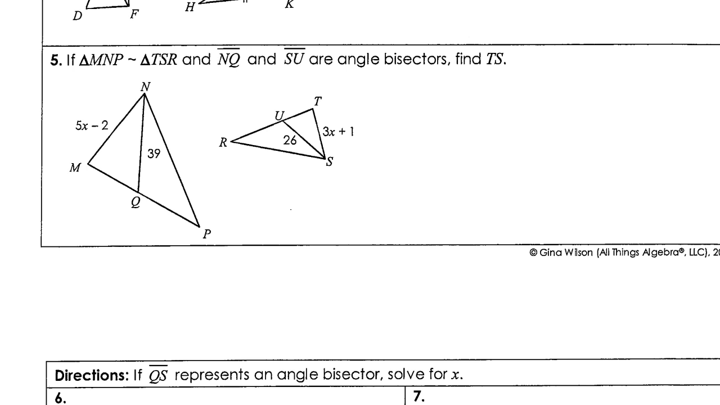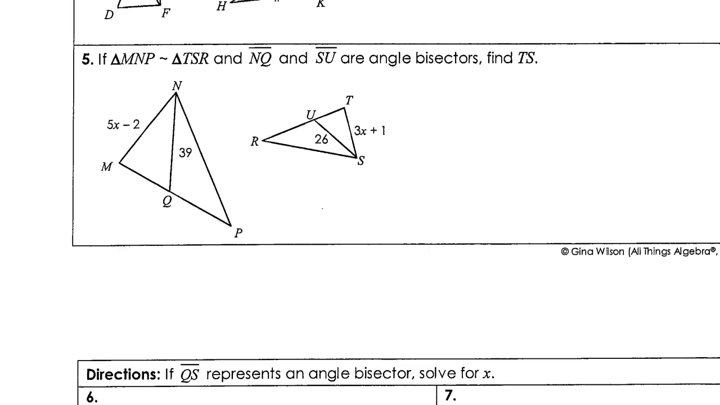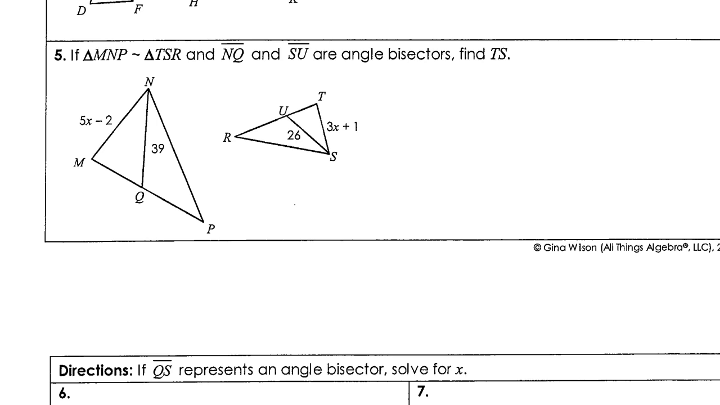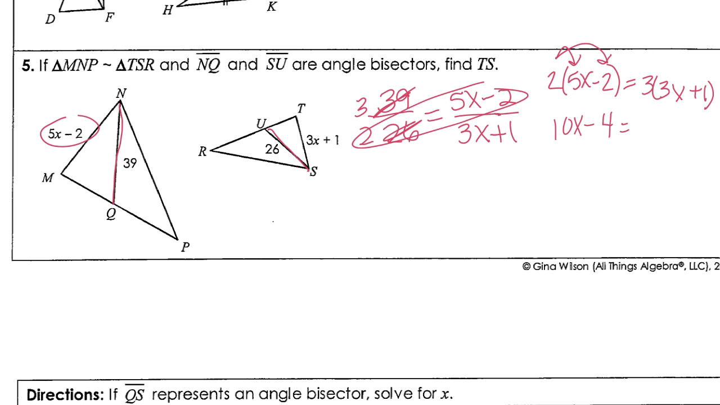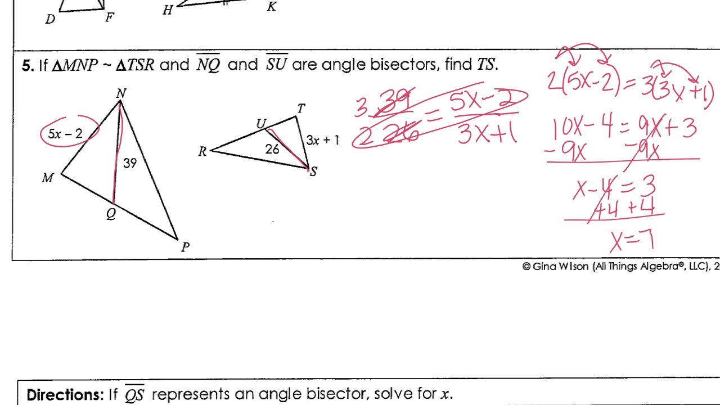All right, number 5 says if triangle MNP is similar to triangle TSR and segment NQ and segment SU are angle bisectors, find TS. So because the triangles are similar, remember that my angle bisectors are proportional. So I can say 39 over 26 equals, now I started with 39, so I'm going to start with 5x minus 2 over 3x plus 1. Same thing as the last time, you can reduce the fraction so that you don't have big numbers to work with. So you get 3 over 2. Now you can cross multiply. So I get x is 7. But remember, it was asking me to find TS, and TS is 3x plus 1. So all I'm going to do is replace my x with 7, which gives me 22.